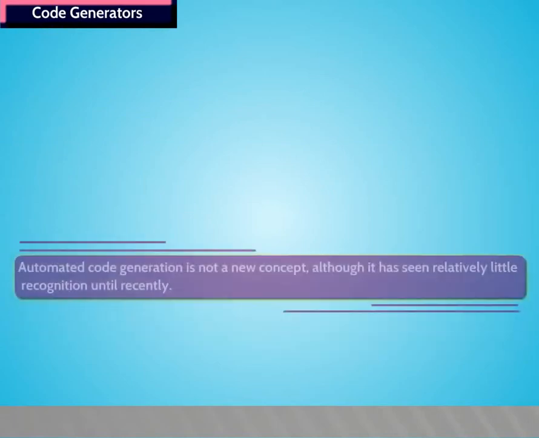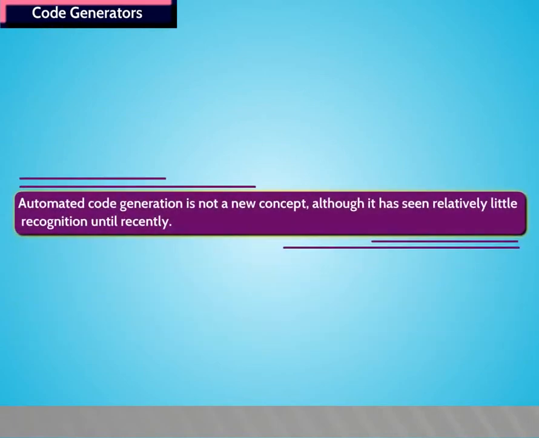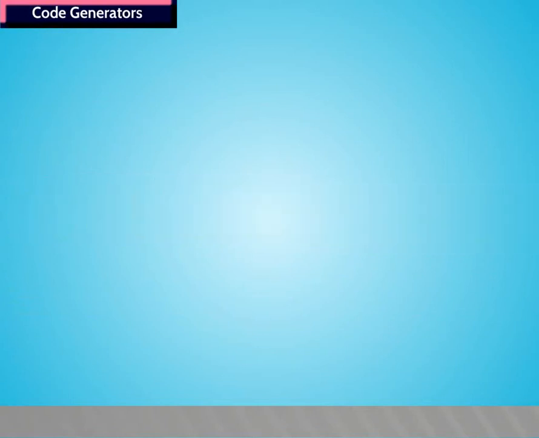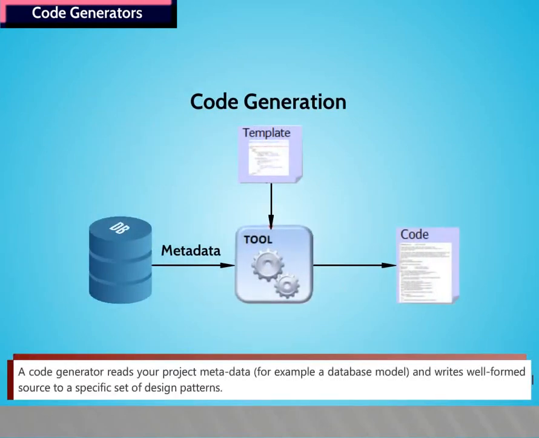Code generators. Automated code generation is not a new concept, although it has seen relatively little recognition until recently. A code generator reads your project metadata, for example the database model, and writes well-formed source to a specific set of design patterns.